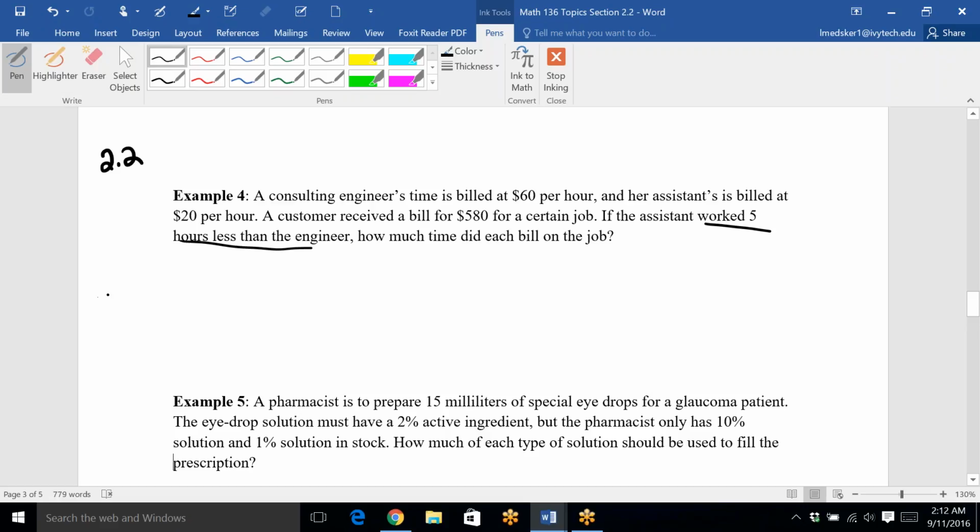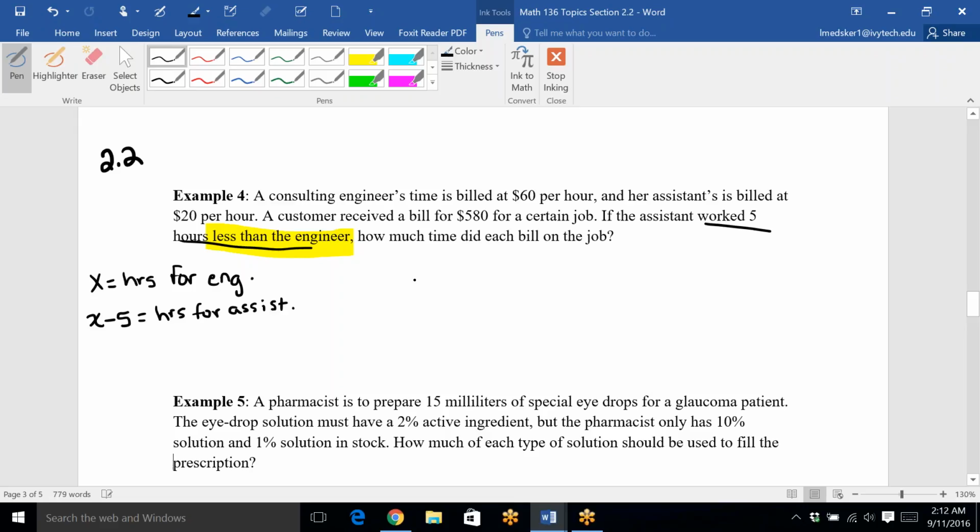The assistant worked less than the engineer, so because they're saying that the assistant is related to the engineer, I would let the engineer be X. So this is going to be hours for the engineer. And then we would say that X minus 5, because 5 hours less time, will be the hours for the assistant.